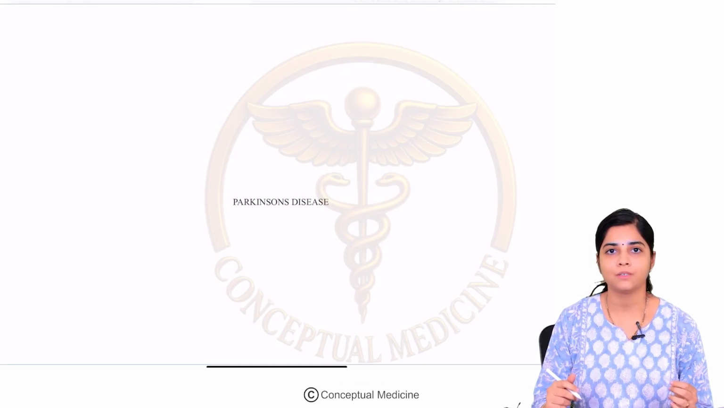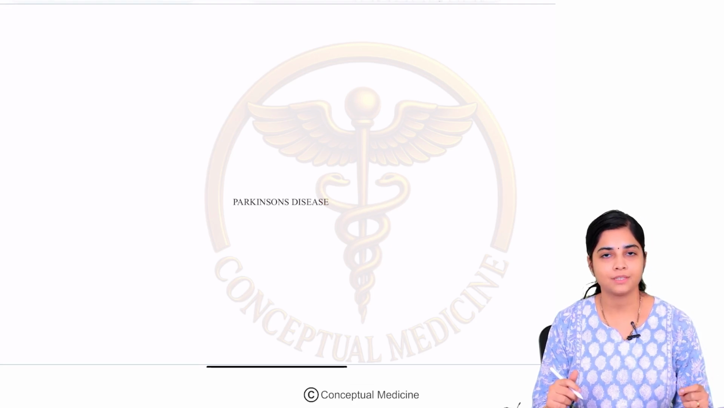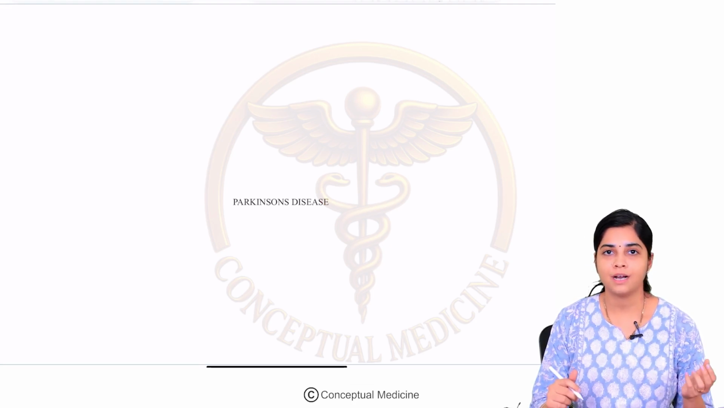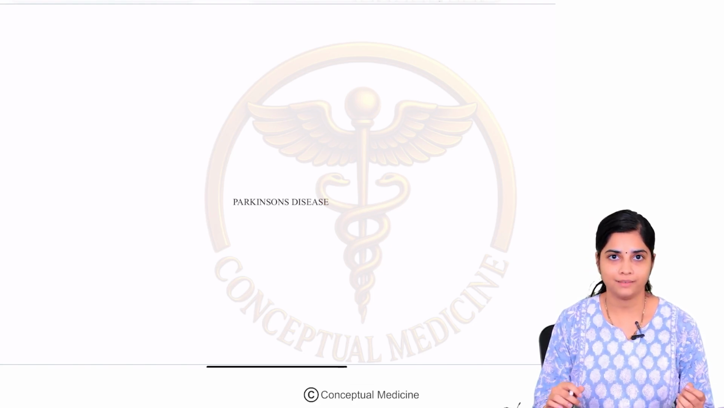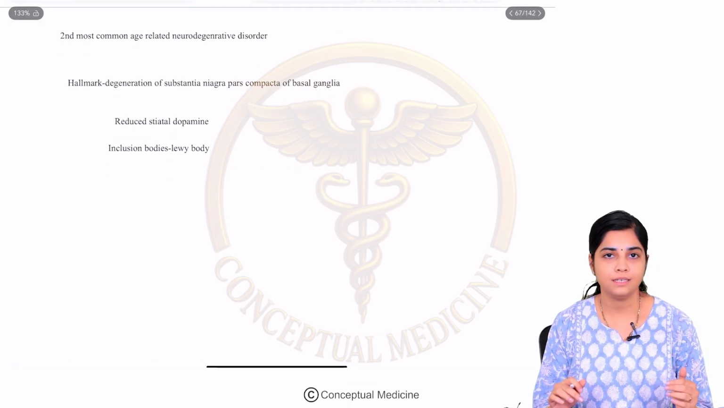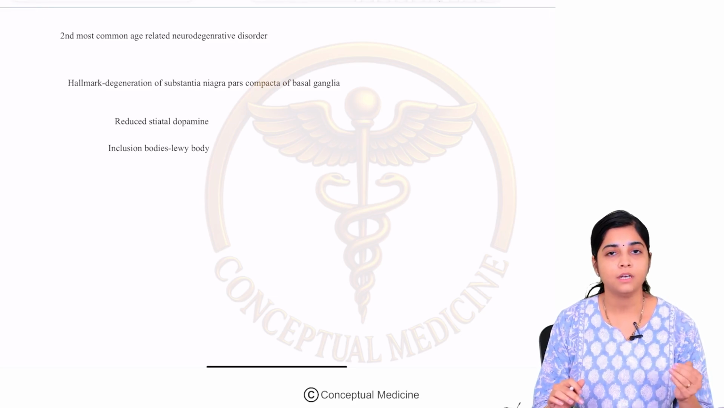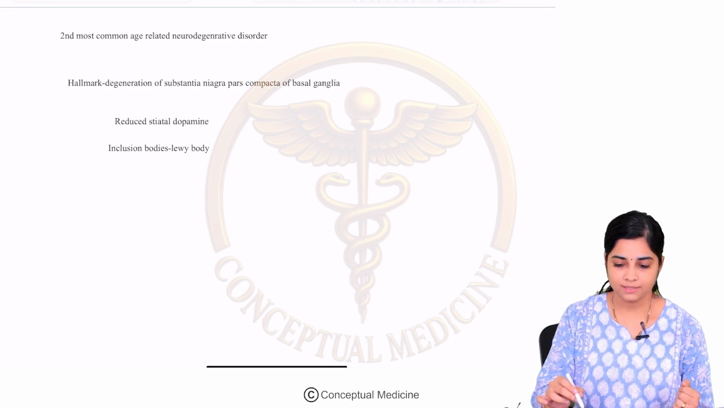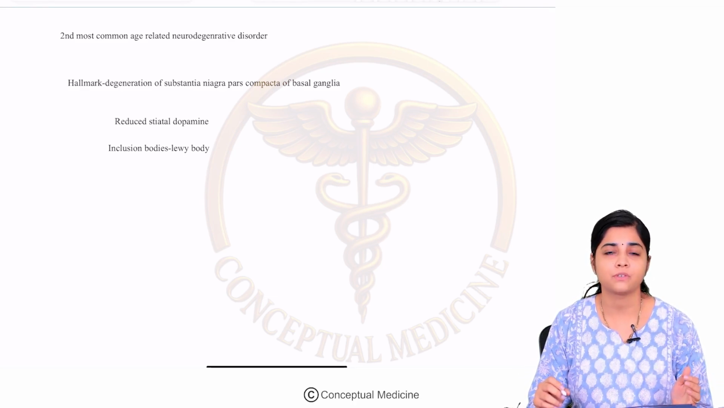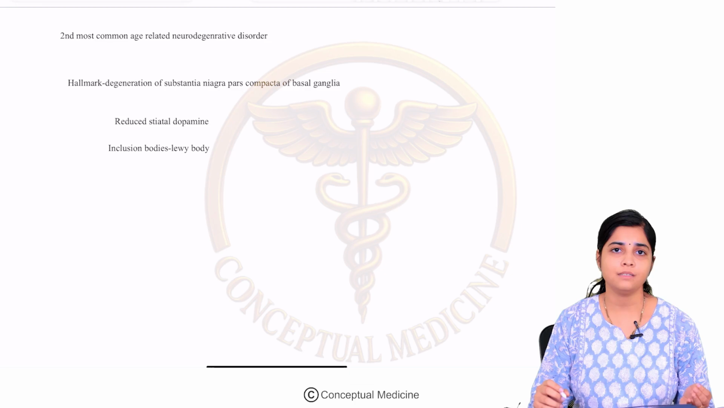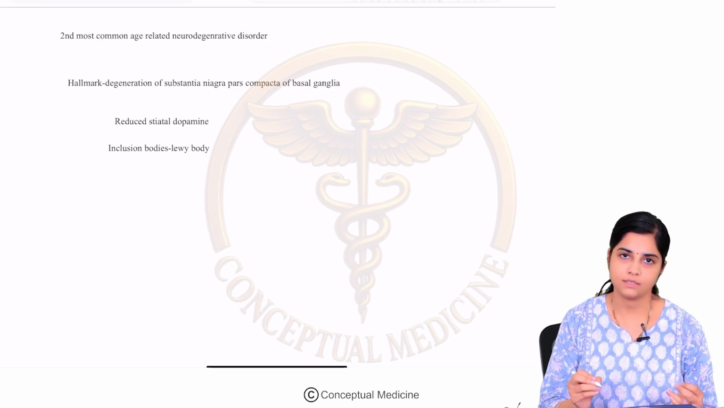Now we'll be moving on to this group of disorders, which is your movement disorders, under which the most important one is your Parkinson's disease. So let's begin. Parkinson's disease is the second most common neurodegenerative disorder, second after Alzheimer's disease. The most common neurodegenerative disorder is Alzheimer's disease. The second most common is Parkinson's disease.